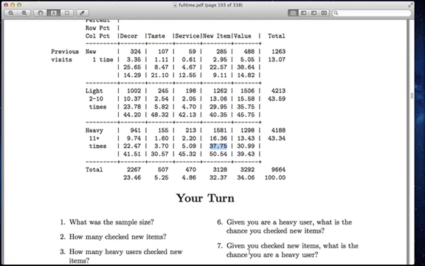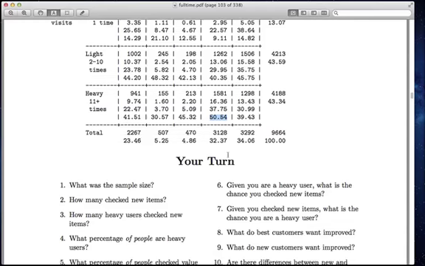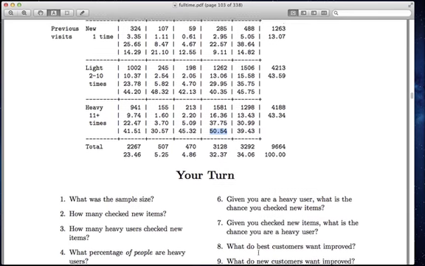Question 7. If you check new items, what is the chance you're a heavy user? So if you check new items means you're in this column, use the column percent. So the answer is 51%. Okay, what do best customers want is question 8. What do new customers want?